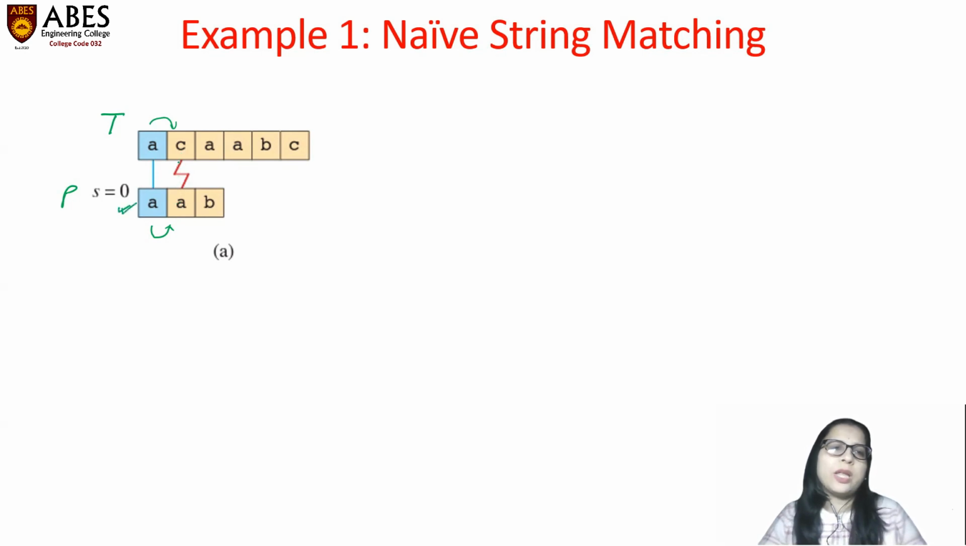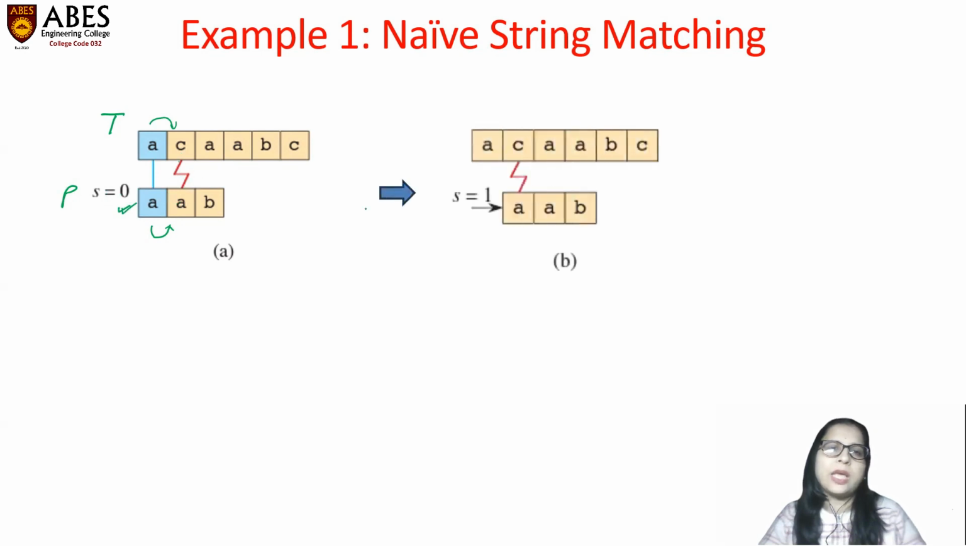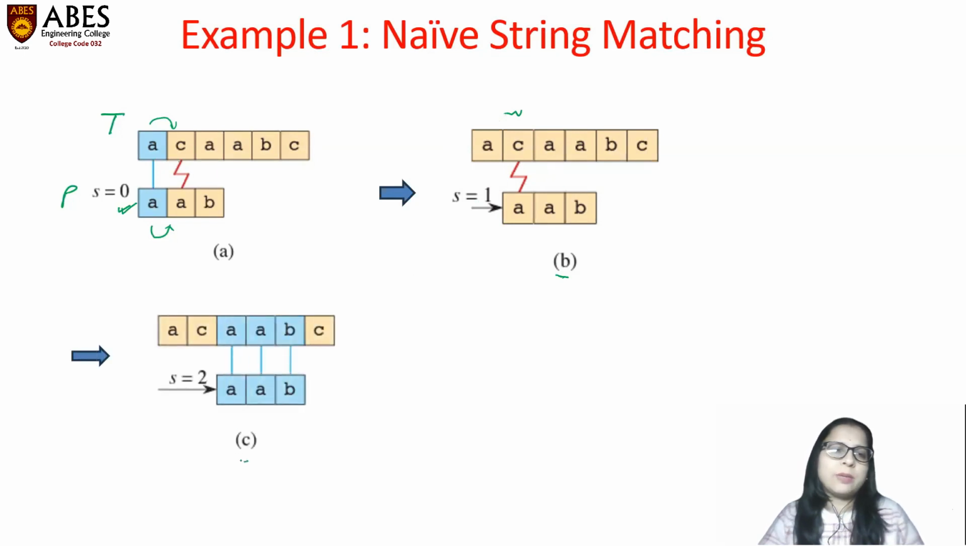It shifts to the next character. So in the next case, the pattern shifts to this position and the next character in the text is matched with the first character in the pattern. So here also there is no match. In this step B, there is no match. So then it goes to the next shift. So that becomes step C.